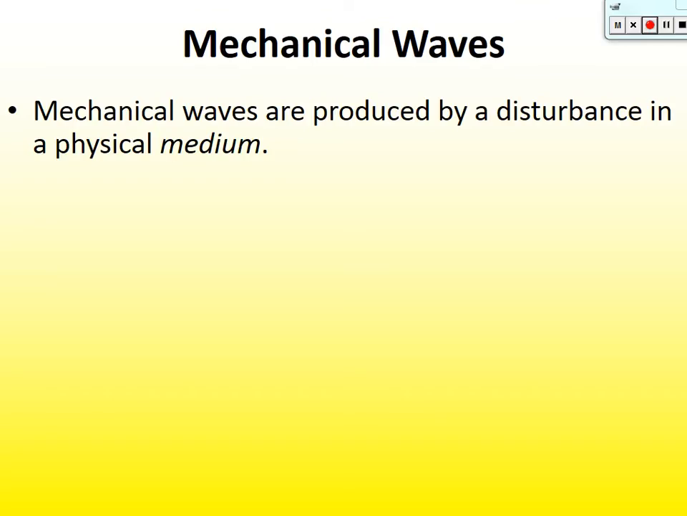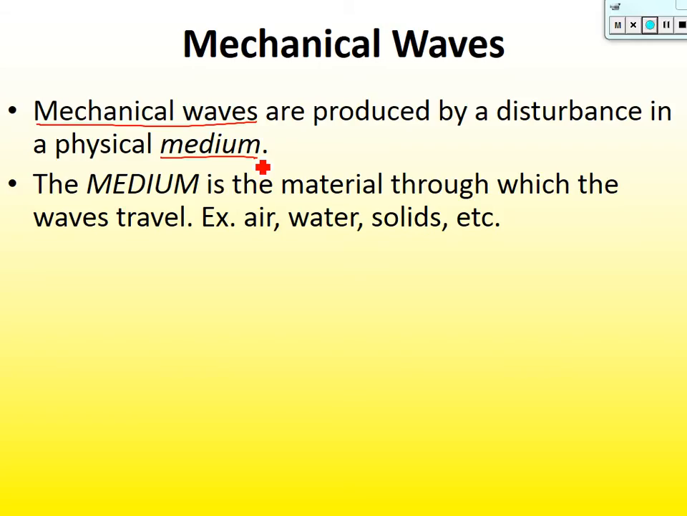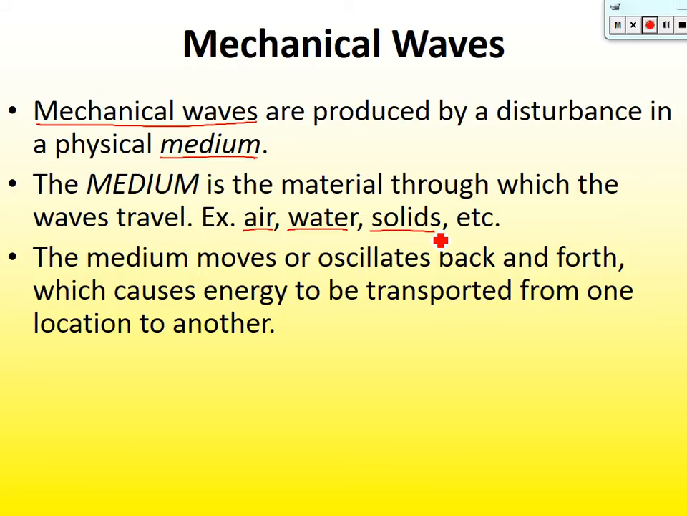So let's go there. Mechanical waves are produced by a disturbance in a physical medium. So mechanical waves need a medium in order to travel through. So what is a medium? The medium is the material through which waves travel. So mechanical waves need a medium, which is the material that they travel through. They can travel through air. They can travel through water or solids. But they need something in order to travel through. The medium moves or oscillates back and forth. That's what causes the disturbance. So the medium will move or oscillate back and forth, which causes energy to be transported from one location to another location.